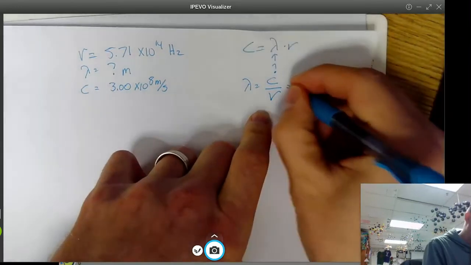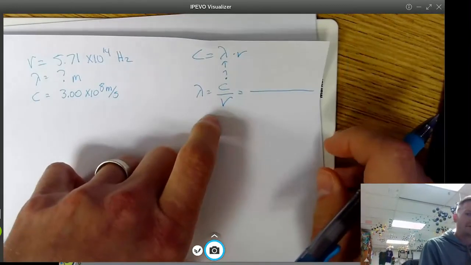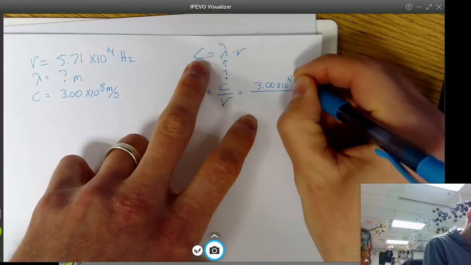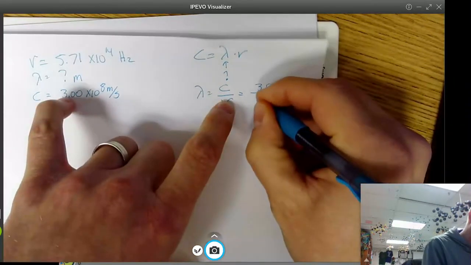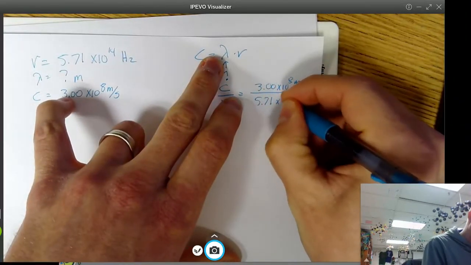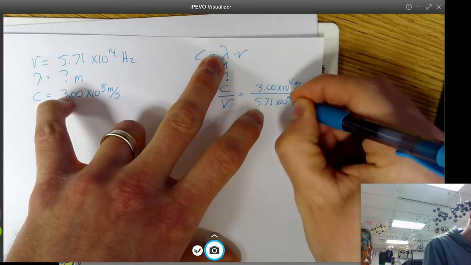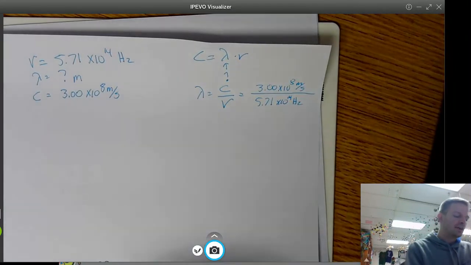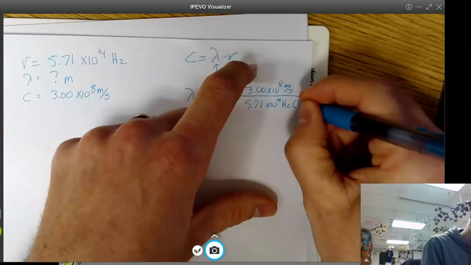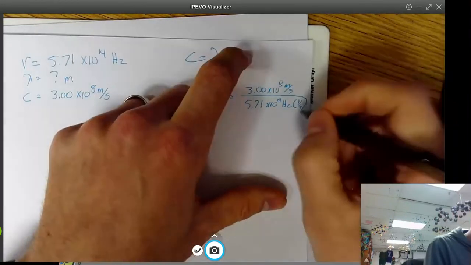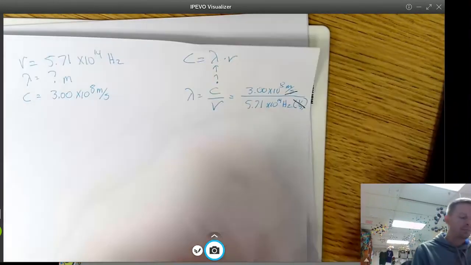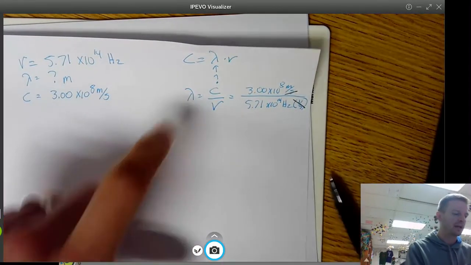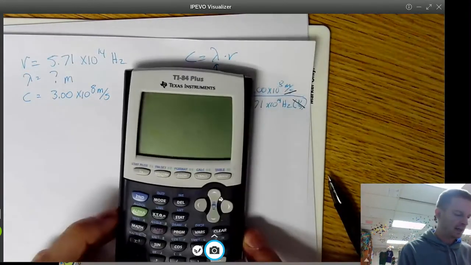If I put in my numbers, I have my 3.00 times 10 to the 8th meters per second, and I have my 5.71 times 10 to the 14th hertz, right? Now this is where hertz kind of gets us a little bit lost. So really remember, hertz is a per second, and so what that does officially is it takes out our seconds on both top and bottom, and so we're left with meters, which is good because that's exactly what we were trying to find.